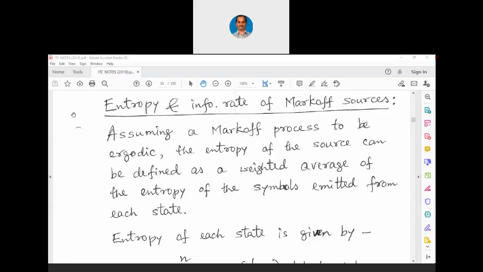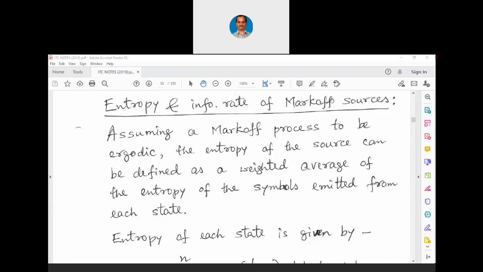And later, when we consider two symbols being emitted, there is a joint probability because the symbols are statistically dependent. So in yesterday's class we had seen how an information source can be modeled in a state diagram, and how a tree diagram can be written for the same state diagram, and using the tree diagram how the joint probabilities can be computed for the sequences. Sequences contain a number of symbols. In yesterday's class we had seen how, for a sequence having only two symbols, the joint probabilities can be computed. Now using the same concept, today we will see how to arrive at the entropy and the information rate of the Markov source.